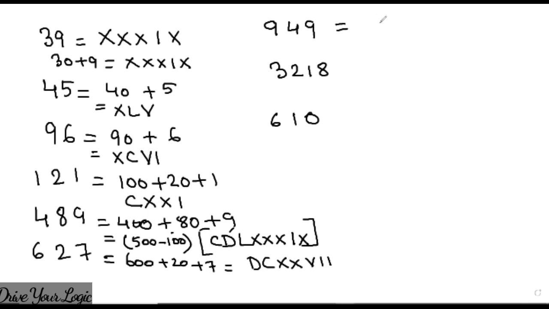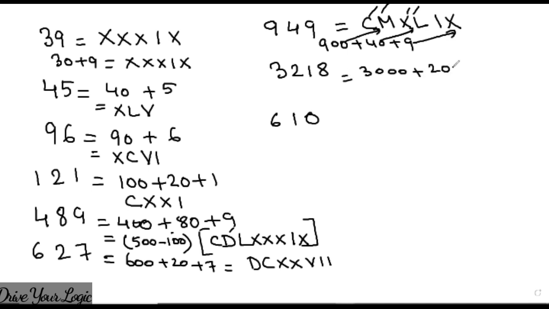949. How to write 900? Remember, you can't write C more than 3 times. So what will you do? You will subtract: CM, that is 1000 minus 100. 900. 40. How to write 40? XL, that is 50 minus 10. 40. And then 9, IX. So always break it. Always break it and write. You will never make mistakes. So this goes for this one, this goes for this one, and this goes for this one.